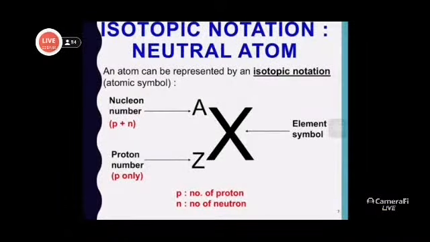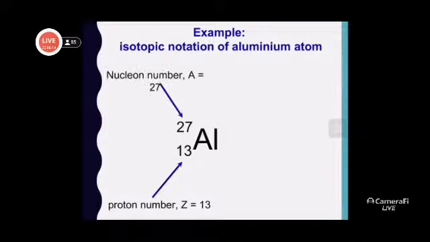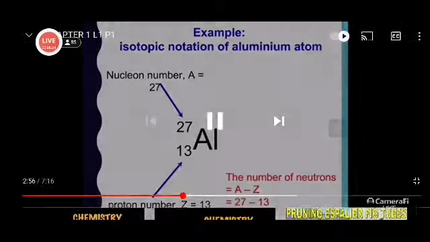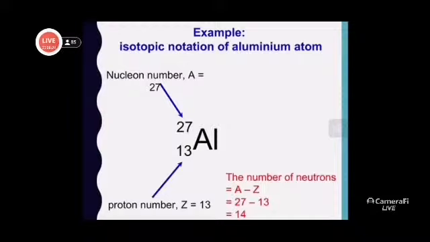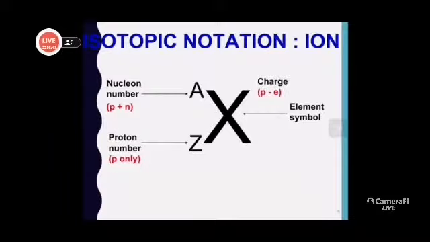P is proton number and N is number of neutron. alright. Let's look at this example. Isotopic notation of aluminium atom. So we have Al, 27 on top and 13 at the bottom. So 13 is the proton number and 27 is the nuclear number. So the number of neutrons for this element is 27 minus 13, which is 14. So for a neutral atom, the number of proton is equals to the number of electron. Left hand side, write the nuclear number. On the bottom left hand side, write the proton number. On top right hand side, write the charge of ion.